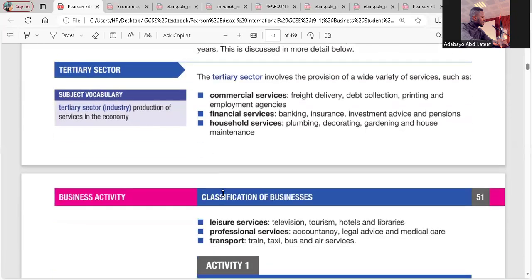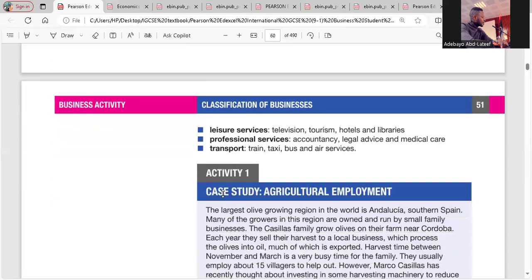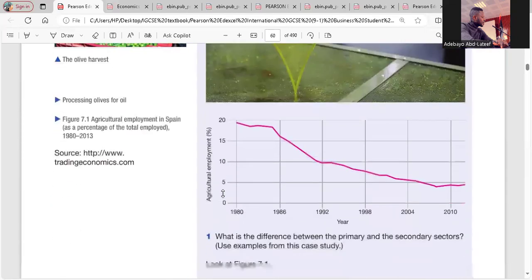For the tertiary sector, we're talking about the service sector. This is where those things that have been converted into finished goods are being sold. So now we have examples of the tertiary sector. We have commercial services, freight delivery, debt collection, printing and employment agencies. These are all services. Transport, financial services, household services, leisure, professional services. These are all in the tertiary sector. I think they are clear. Super clear. So we'll move on.